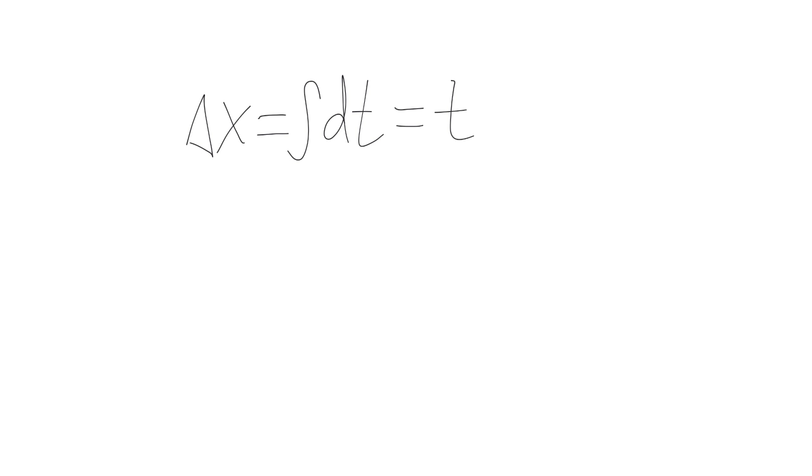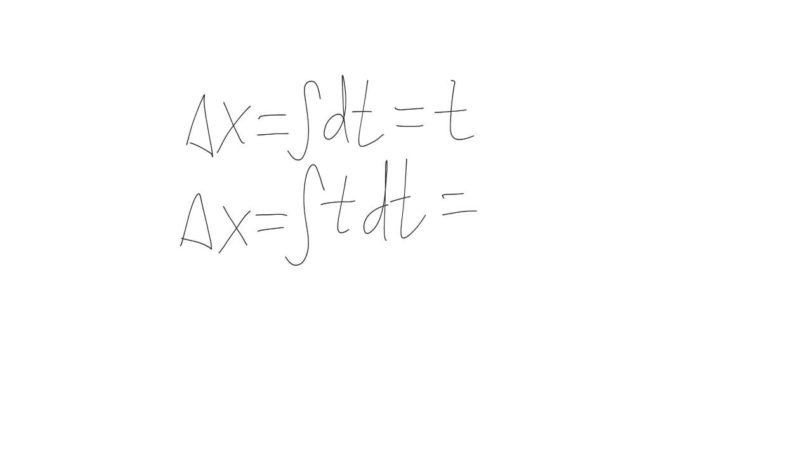All right, but what happens if we have delta x equals the integral of t dt? What happens then? Well, it would seem like we would get the same integral together, so it would be t times t, giving us t squared, right? This seems simple enough. But it is not the case. Let's look at the graph on the next slide.